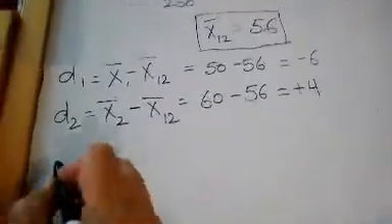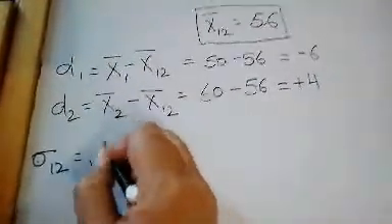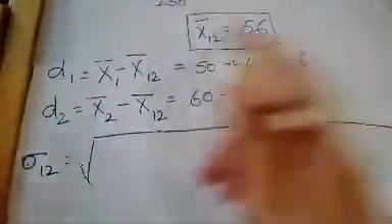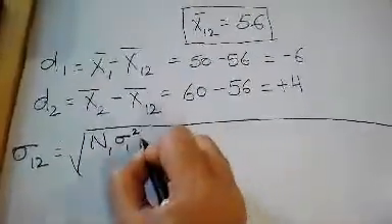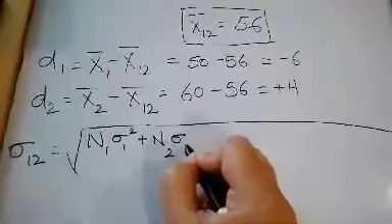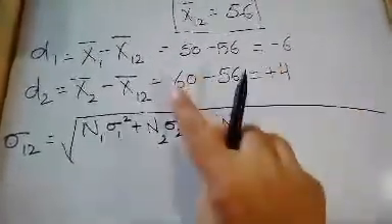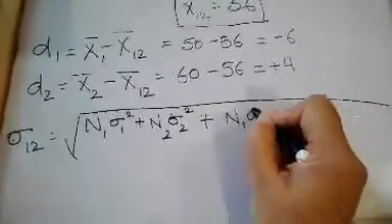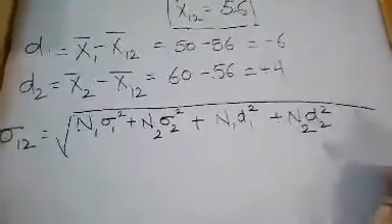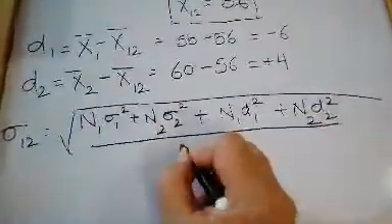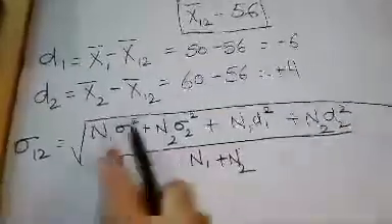Now further, if I look at my formula, combined standard deviation of both the groups is the square root of n1 sigma 1 square plus n2 sigma 2 square plus, now I have to consider the deviations also, n1 into d1 square plus n2 into d2 square, divided by n1 plus n2. Okay children, so I have n1 also.